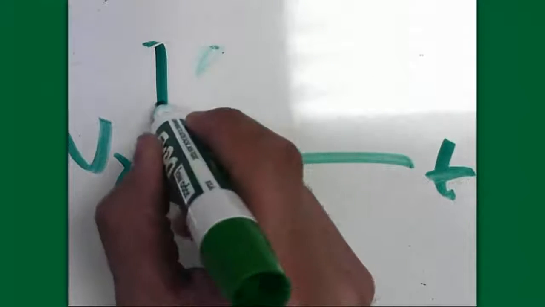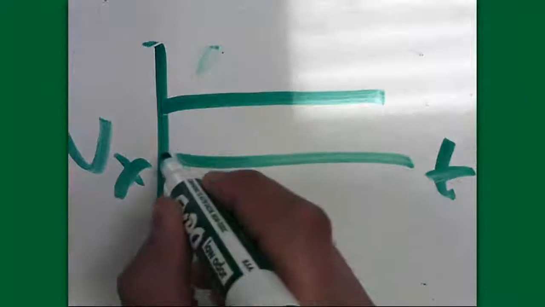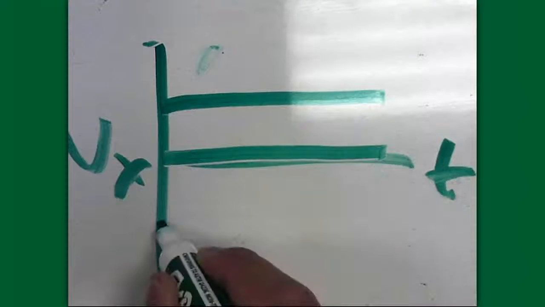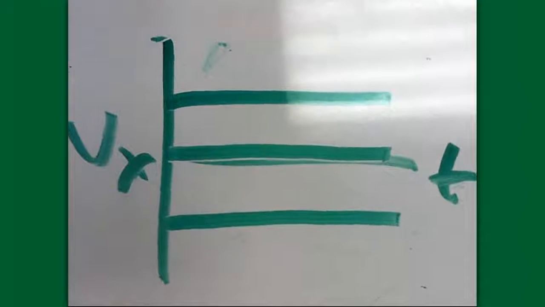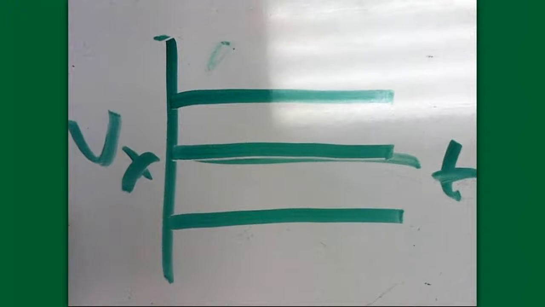The question is, does the line need to be here? Does it need to be here? Or does it need to be here? Talk about those three with your partner or think about it very quick. Pause the video now.